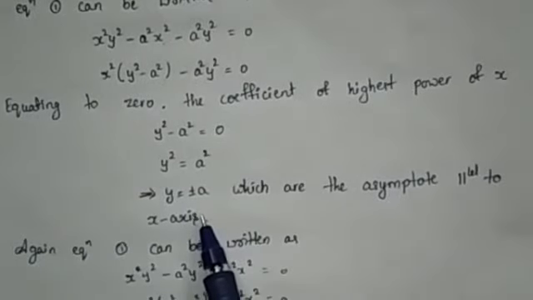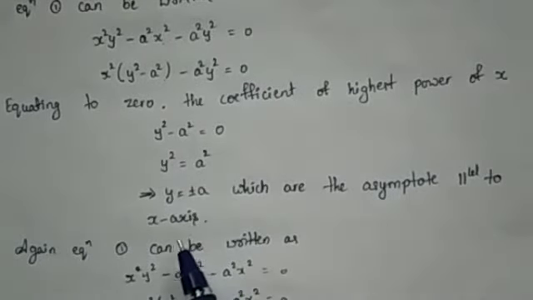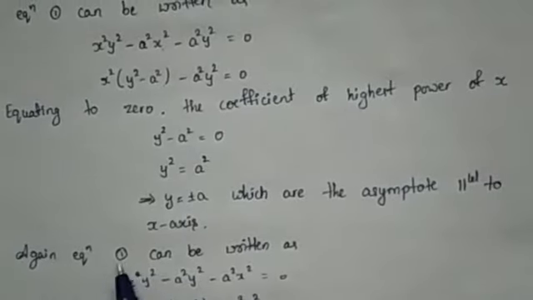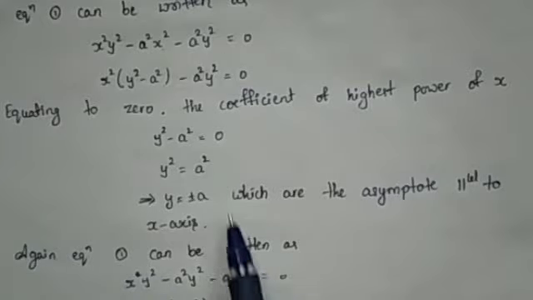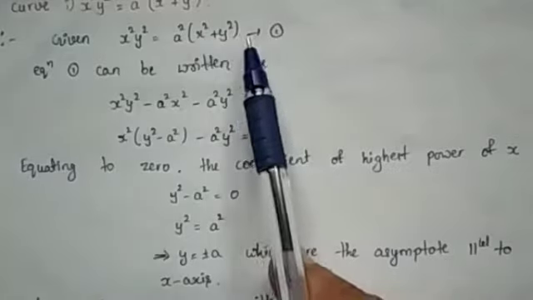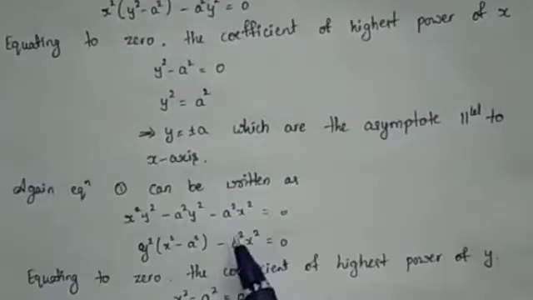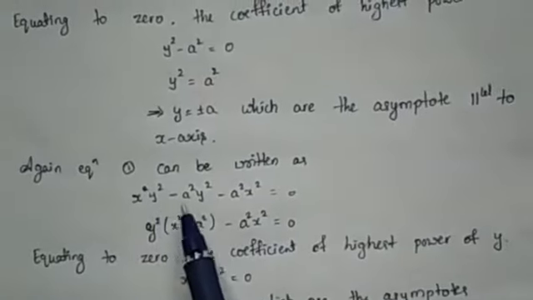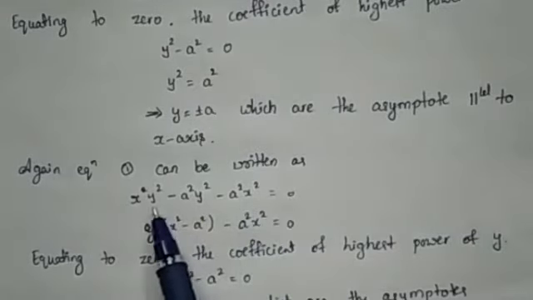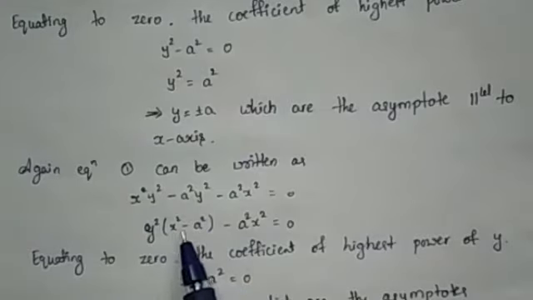And again, let us find the asymptotes parallel to the y axis. First we write down equation 1. Look here, equation 1 can be written as x square y square minus a square y square minus a square x square is equal to 0. You take common of y square, you get y square of x square minus a square is equal to 0.